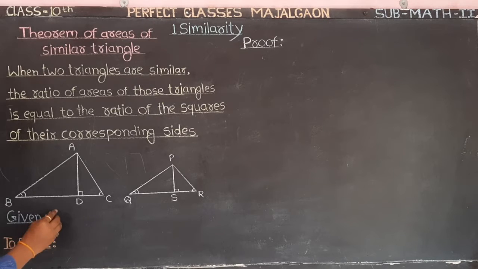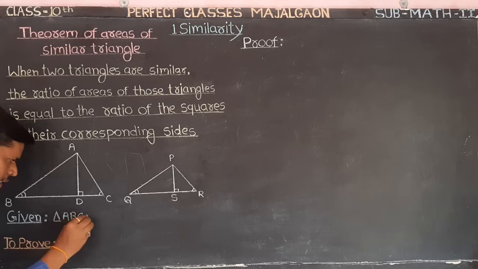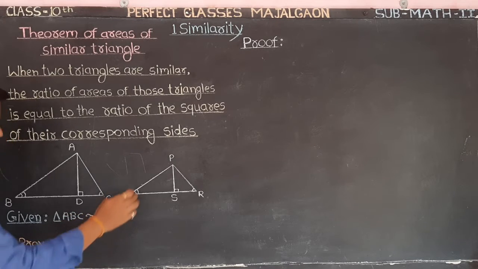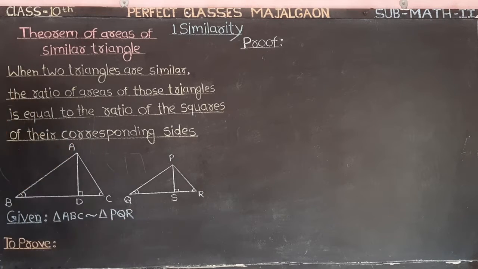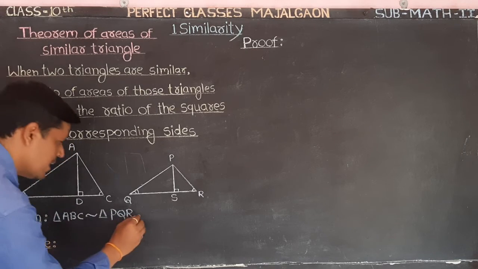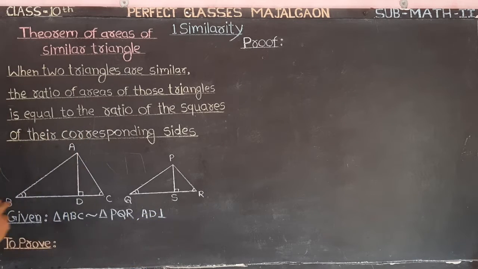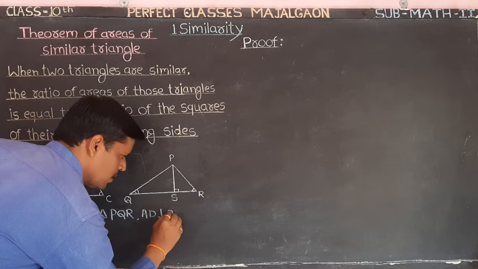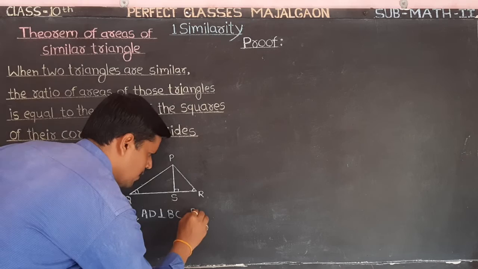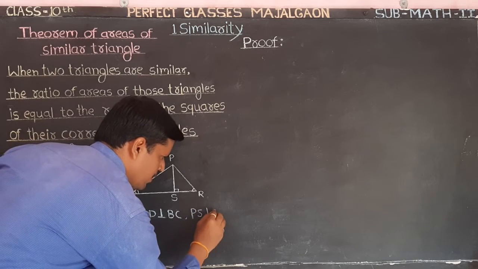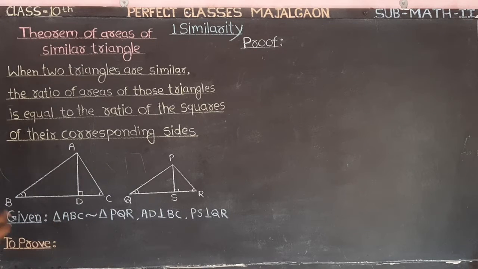Triangle ABC is similar to triangle, which triangle? PQR. These two triangles are similar to each other. Also, AD is perpendicular to BC, and PS is perpendicular to QR. These are perpendicular.